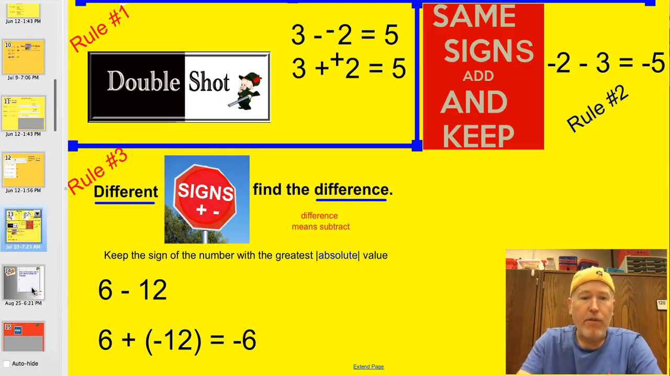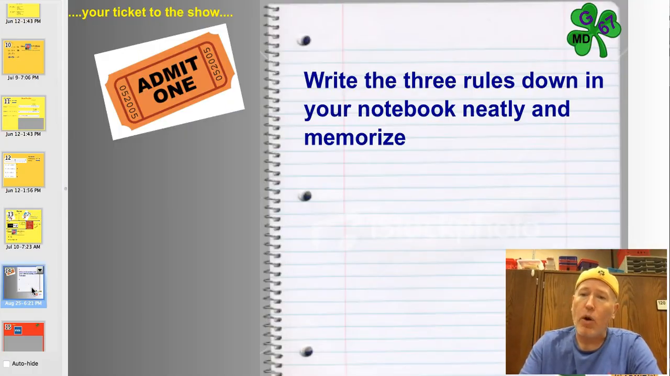All right, time for your ticket to the show, and it's a different ticket to the show. I'd like you to write the 3 rules down in your notebook neatly, and memorize them. These are so important.